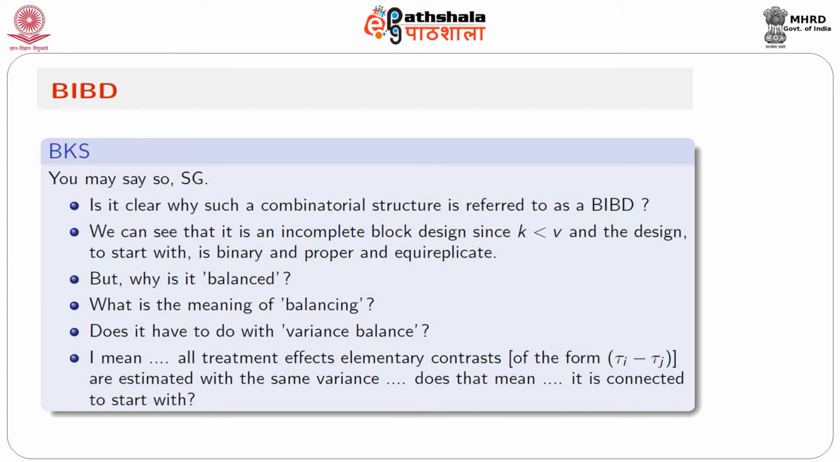If we talk about a BIBD, which is a balanced incomplete block design, we can see that it is an incomplete block design because k is less than v. It is proper because k is the constant block size. It is equi-replicate because r is the common replication number. What about the wording balancing? And is it a connected block design to start with? So these are the questions that are coming up now.